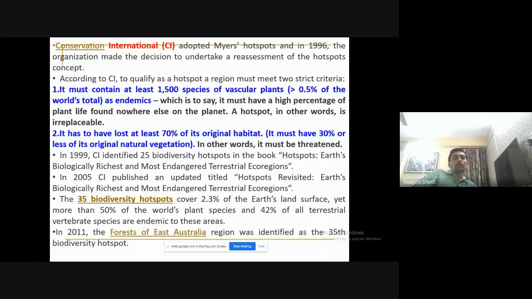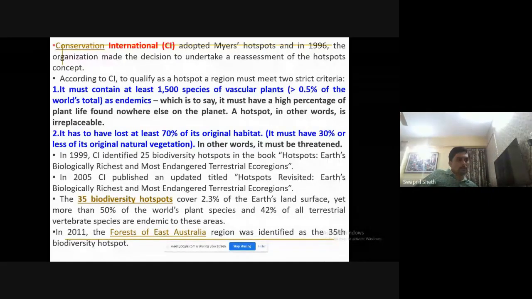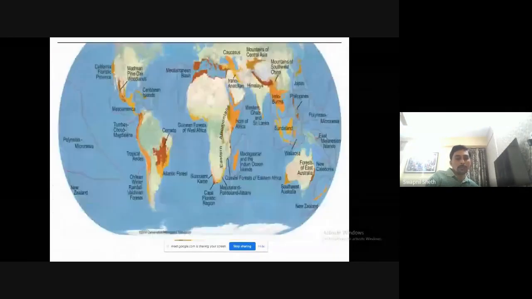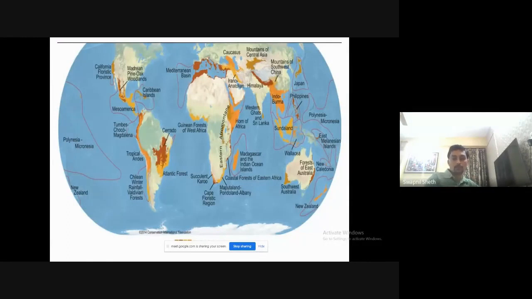In 1999, Conservation International identified 25 biodiversity hotspots, and then in 2005, with certain modifications in rules and regulations, CI published an updated title, Hotspots Revisited: Earth's Biologically Richest and Most Endangered Terrestrial Ecoregions. So finally 35 or 36 biodiversity hotspots were decided. In 2011, the last one, the Forests of East Australia region, was identified as the 35th biodiversity hotspot. I know the time is limited, but let me finish these 2-3 things with your permission.